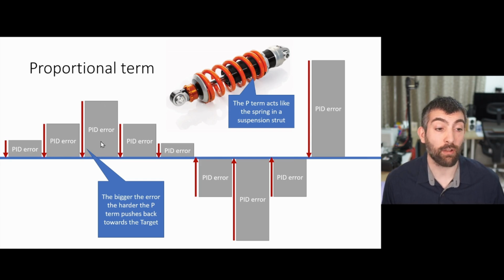the harder the proportional term pushes back towards the target. So if the PID error is positive, then the proportional term will push to reduce that error and try and bring it down to 0. The P term acts like the spring in a suspension strut. The further away the actual rate of rotation is from the target rate of rotation, the bigger the P term gets, and it's always pushing to try and reduce that PID error.